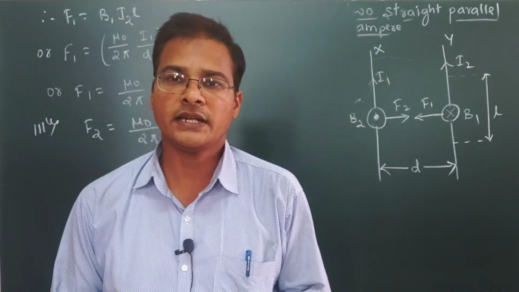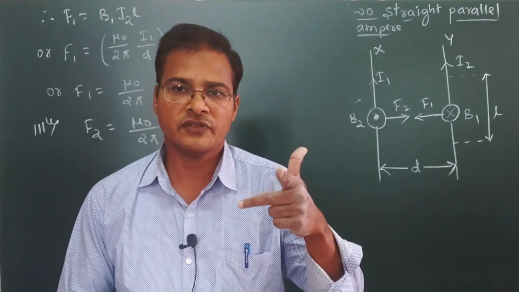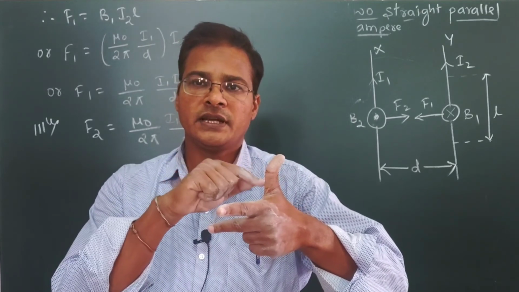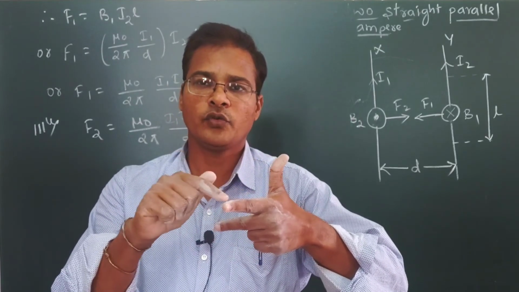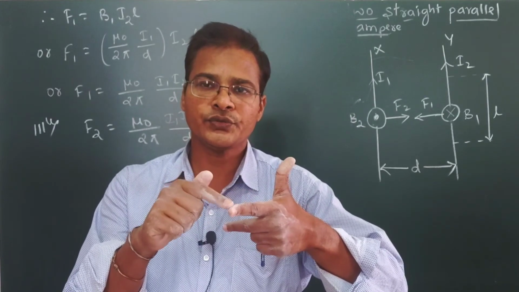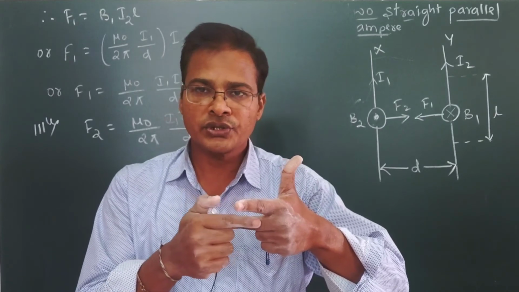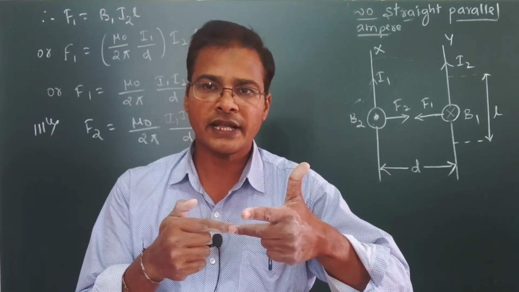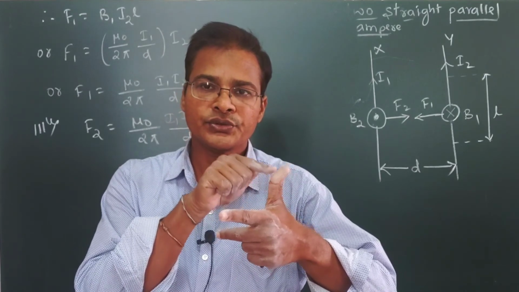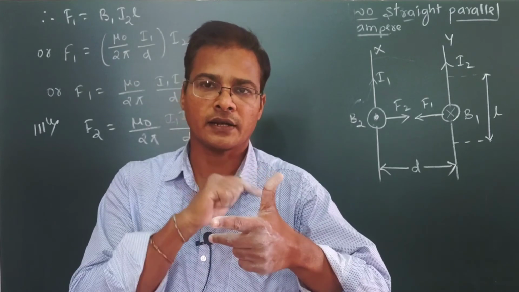Now we are going to see Fleming's left hand rule. This is the thumb, this is the forefinger, and this is the central finger. The forefinger is used for the direction of the magnetic field, the central finger is used for the direction of the current, and the thumb is used for the direction of the force or motion of the conductor.